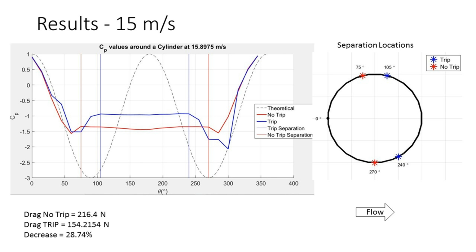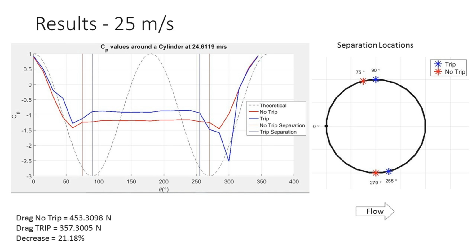Here the separation angles are clearly defined and there is a huge difference in drag. Notice that when the flow is tripped, the pressure plot follows the sinusoid much better than when the flow is not tripped. It appears that following the sinusoid has more influence on drag than simply being a lower value of Cp. Here, the drag force decreases by nearly 30%.